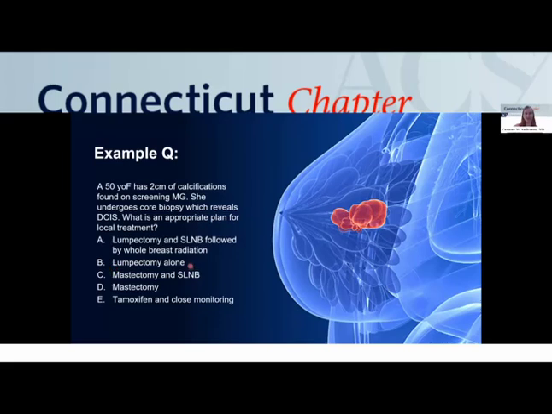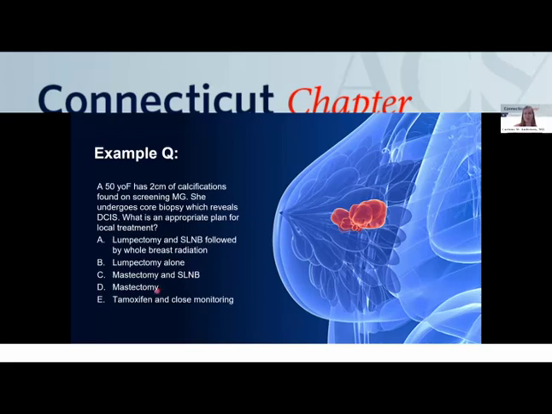Again, you might be thinking, well, I've seen that done at my institution. You know, what if they did lumpectomy alone and then had a DCIS oncotype and it was low so we could omit radiation? The question didn't say that either. So don't add things that aren't there. Mastectomy and sentinel lymph node biopsy, sounds good. But then, oh, what about just mastectomy? Well, maybe you've seen that done at my institution.